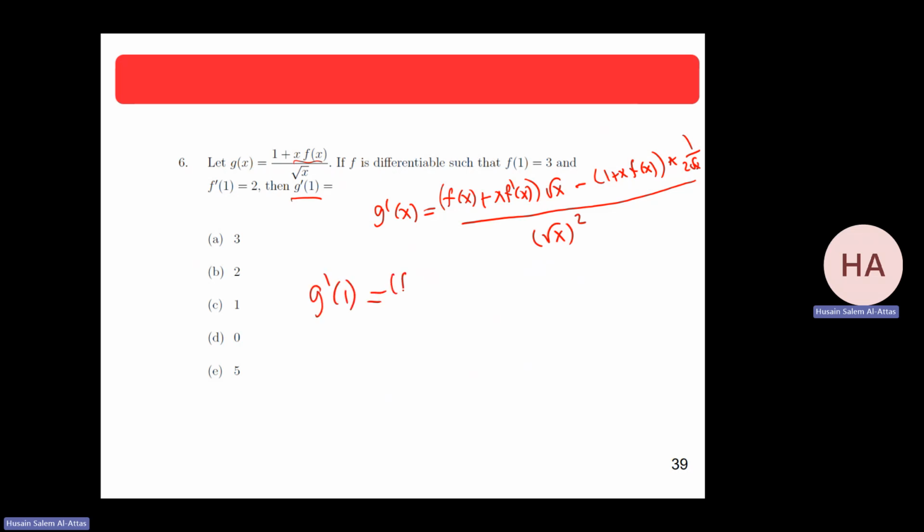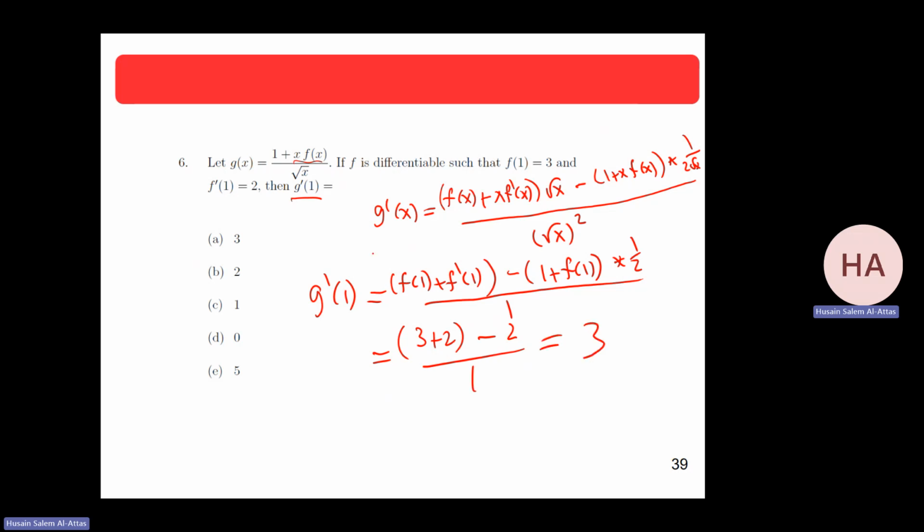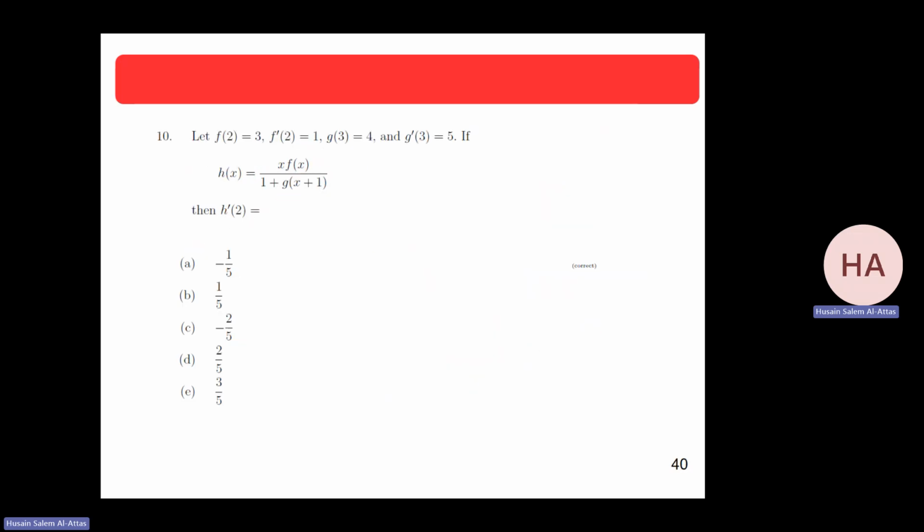That will be what? f at 1 plus f prime at 1, square root of 1 is 1, who cares? That will be 1 plus f at 1 times half over 1. f at 1 is what? 3. f prime at 1, 2. 3 plus 2 minus f of 1 is 3. 1 plus 3 is 4. This is minus 2 over 1. So the answer is 3. That will be the answer.